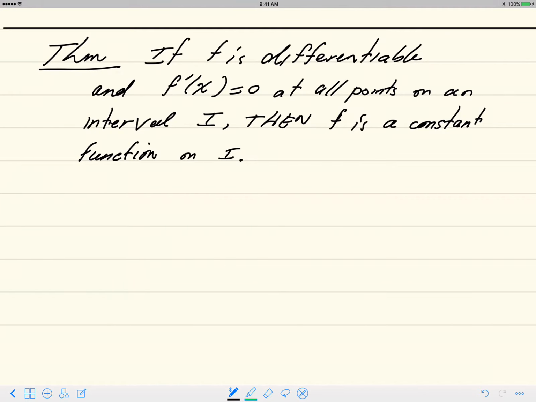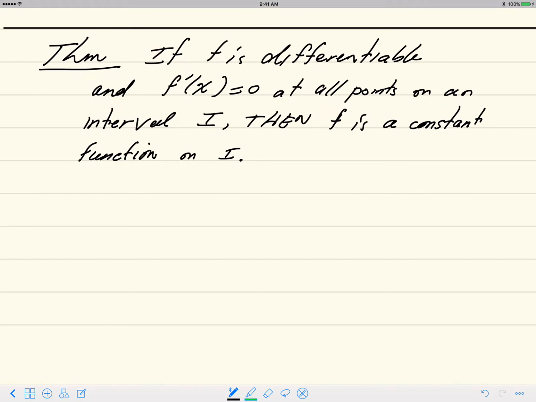Let's look at a theorem now that is pretty easy to understand and accept, but uses the mean value theorem in its proof. So f is differentiable, and the derivative of f is 0 everywhere on an interval. Then f is a constant function. So basically we're saying if f prime is 0, then f must be a constant function.